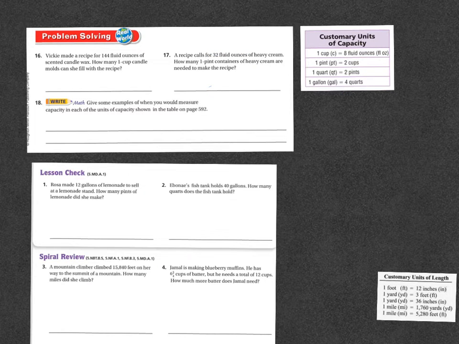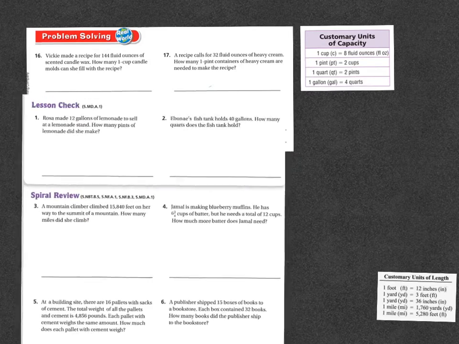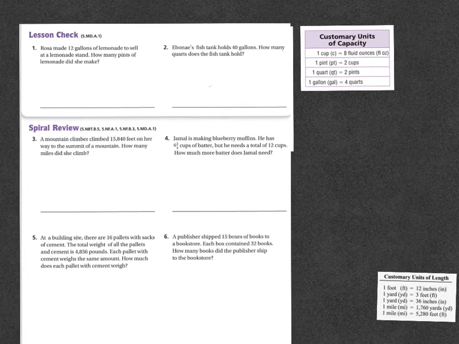Okay, so let me move this up. And looking at number 1, it states that Rosa made 12 gallons of lemonade to sell at a lemonade stand. How many pints of lemonade did she make? So technically, we want to go from gallons to pints. But because there's not an easy conversion, we need to change our gallons to quarts and then our quarts to pints. But either way, we're going from large to small.